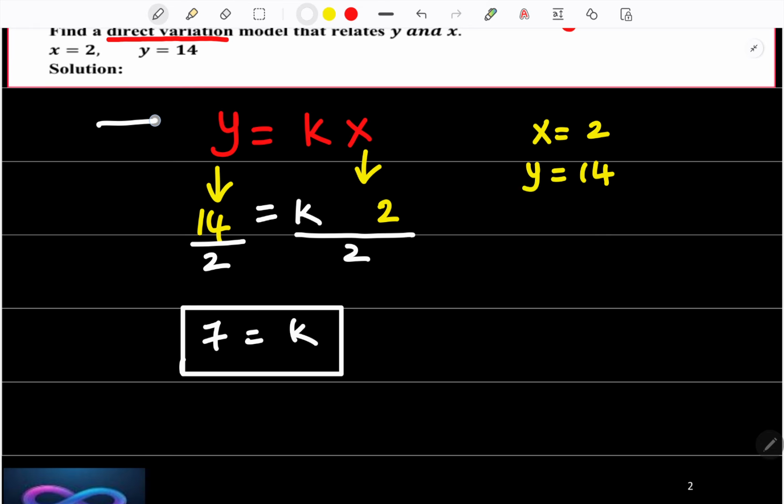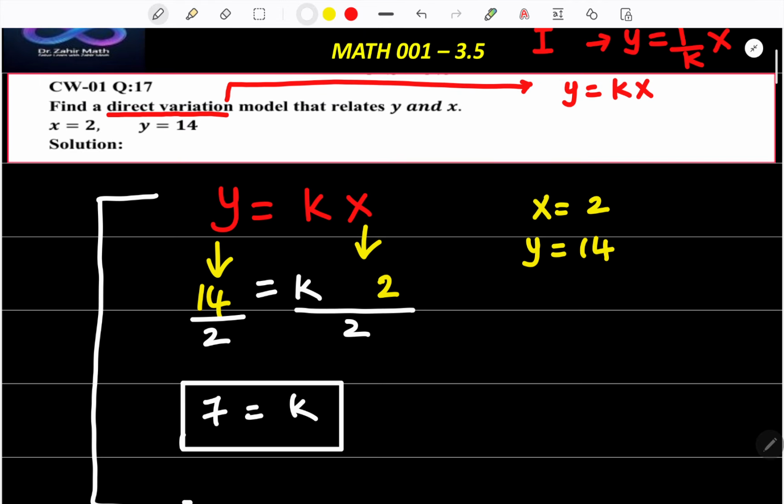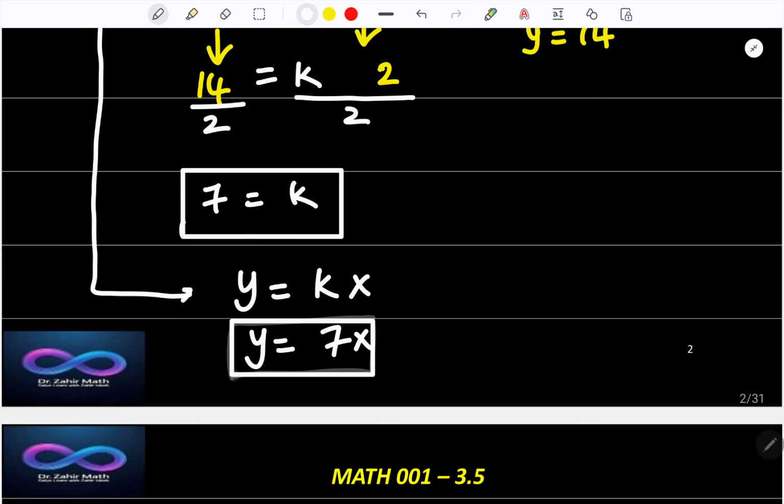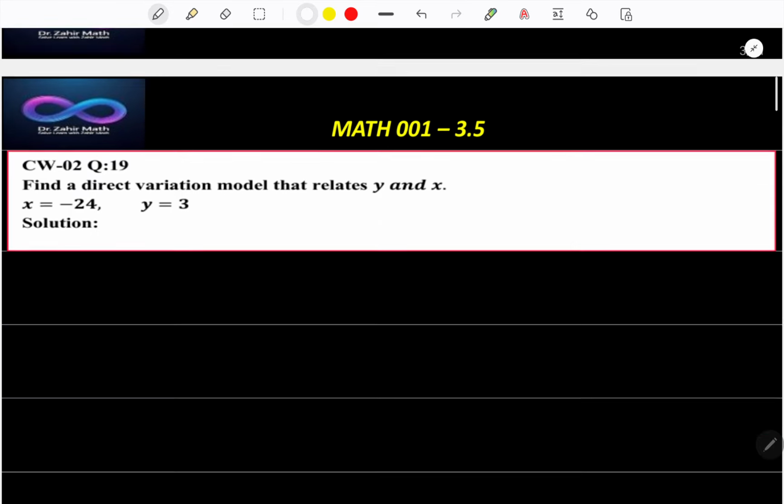Now you have to write the answer in terms of y equals, because they are asking for direct variation. So y equals kx. So y equals 7x. Clear, all of you? Very, very simple. Let's go to the next question.